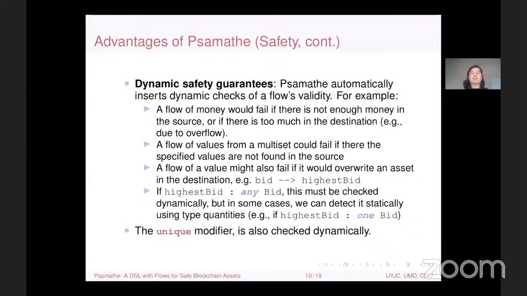But in some cases, this can be checked statically. If highest bid has type one bid, then we know statically it will fail. And if highest bid has type empty bid, then we know statically that it will succeed. And we could, if we implement it this way, not even have that dynamic check. And lastly, the unique modifier is also checked dynamically. Whenever the values are created, we check that it hasn't been created before, and that ensures the values will be unique.